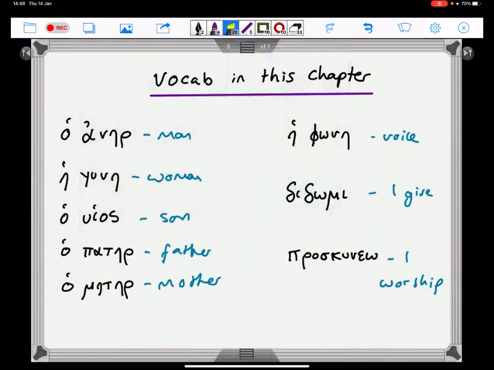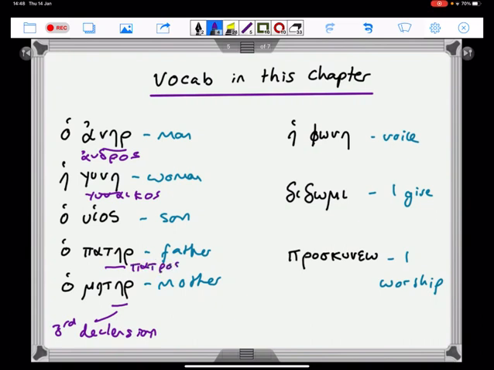Things to note. Aner, gune, pater, meter are all third declension. We're going to pause over that in a moment, but you haven't really covered it yet, and it is one of the slight omissions in this book, as it doesn't go through it particularly systematically. But that means in order to make any use of them, you also need to know the genitive, because there's going to be a change in the stem. So the genitive of man is andros, the genitive of woman is gunaikos, genitive of father is patros, of mother, metros.